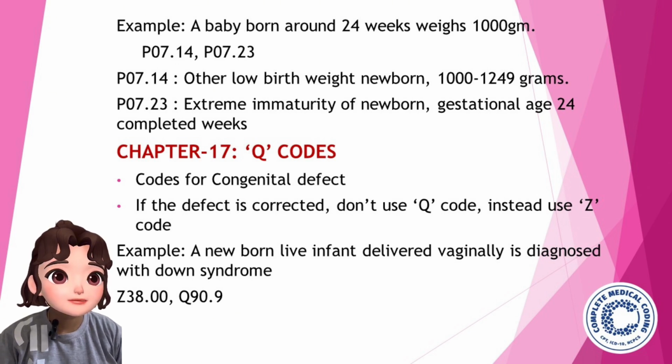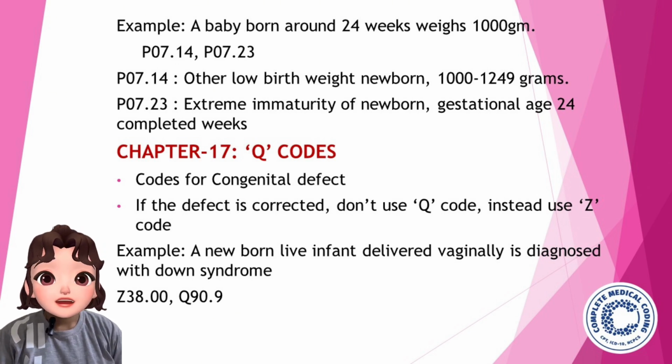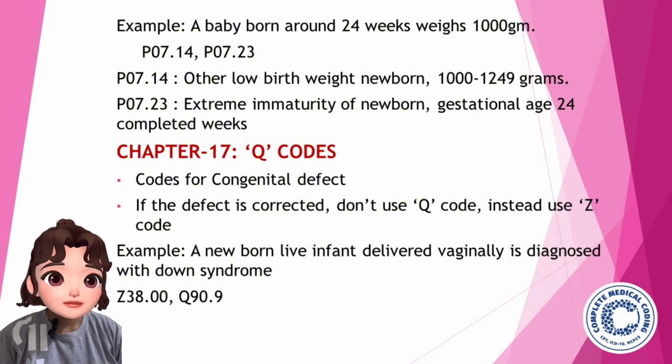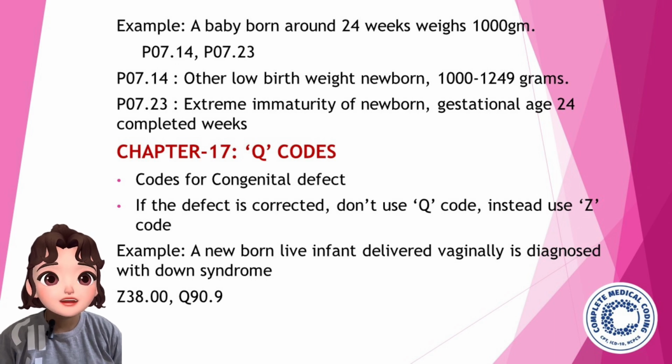Now let's look into chapter 17, which is Q codes. Q codes represent codes for congenital defects. There are not many guidelines in this. If the defect is corrected, we should not use the Q code. Instead, we will use the Z code. Congenital defect means present by birth.